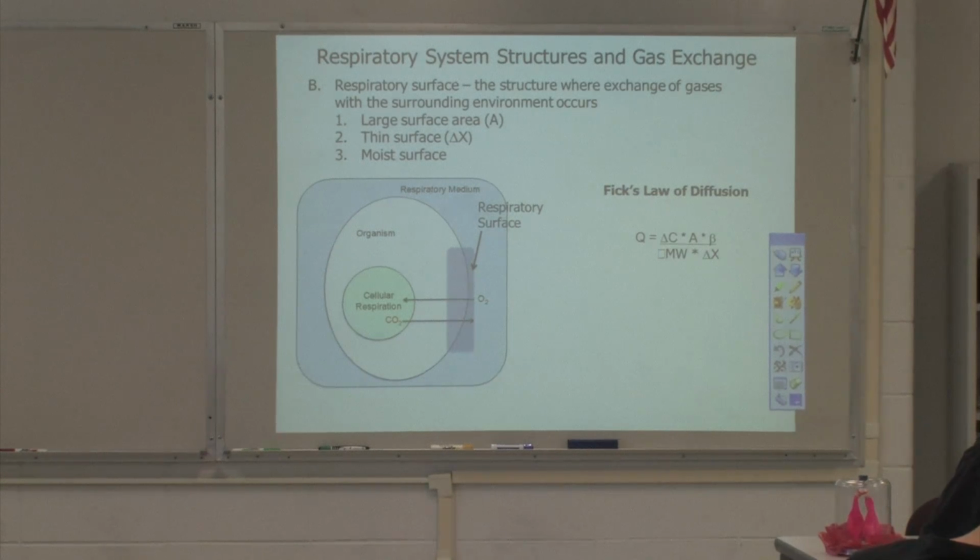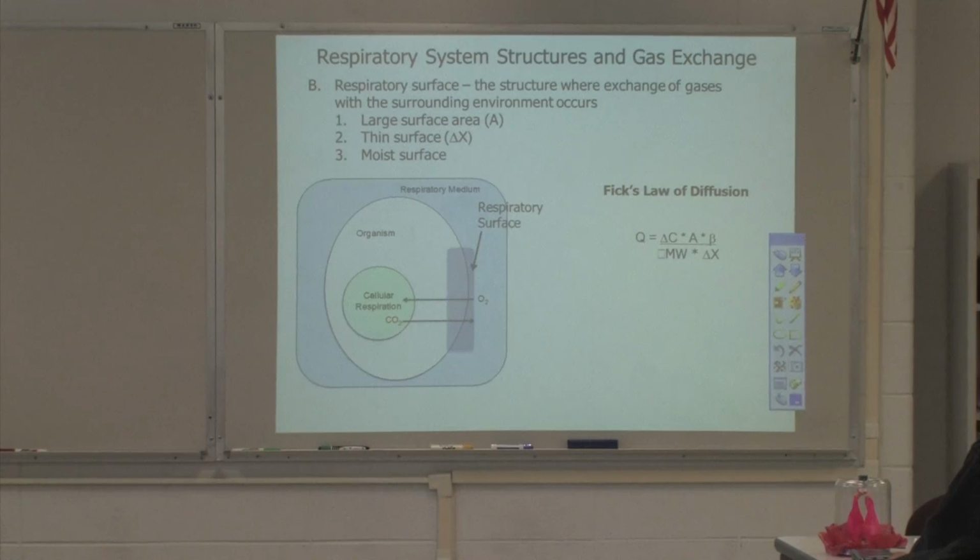These equations are just really important to understand why these surfaces are designed the way that they are, so structure-function relationship. So Q is the diffusion rate. Delta C is the concentration gradient. Concentration gradient is in the numerator, so the bigger the concentration gradient, the faster the rate of diffusion.